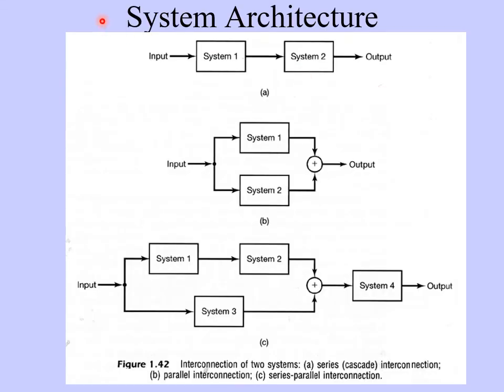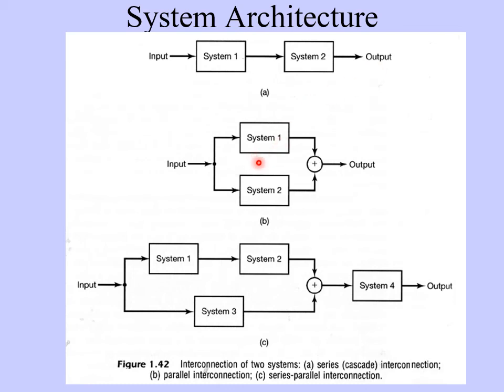There are various types of system architectures that we will encounter. For example, this one on the top here is an interconnection of two subsystems. There's system 1, followed by system 2, and you can see that they are connected in series. So this is called a serial or cascade interconnection. The input of the entire system comes in over here, goes through system 1, the output of system 1 then goes into the input of system 2, and then system 2 does its thing and spits out the output over here.